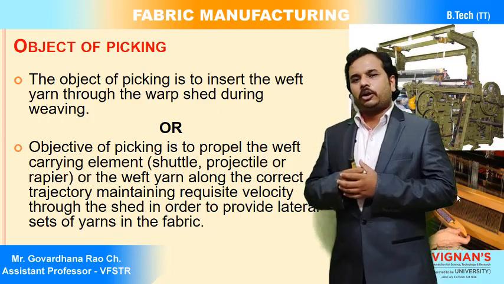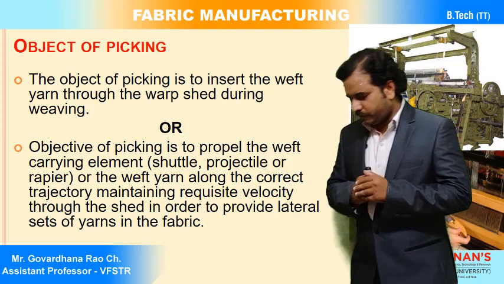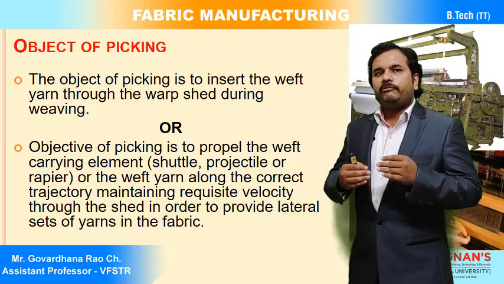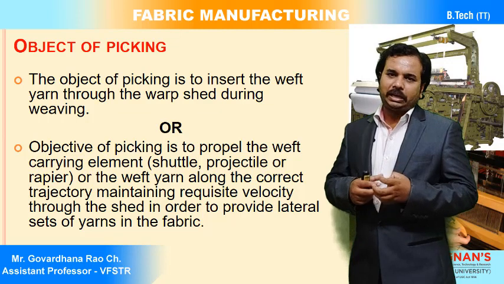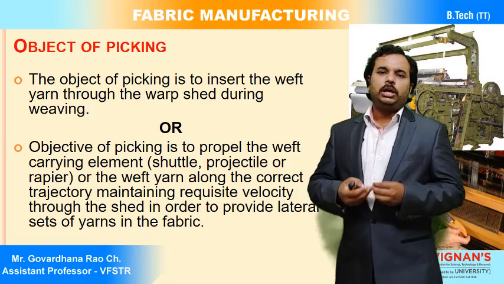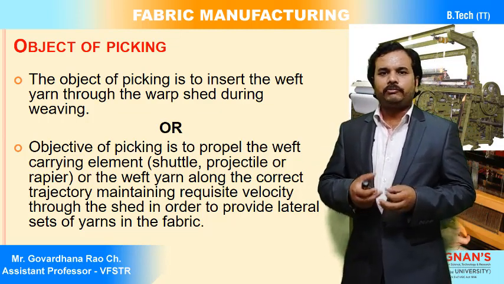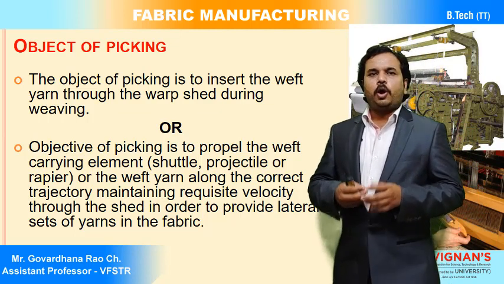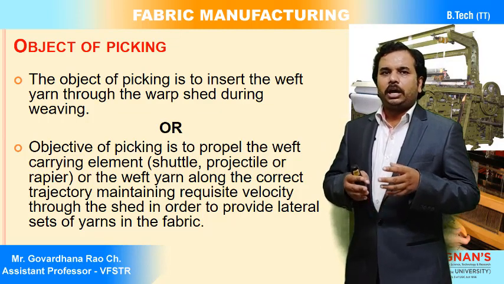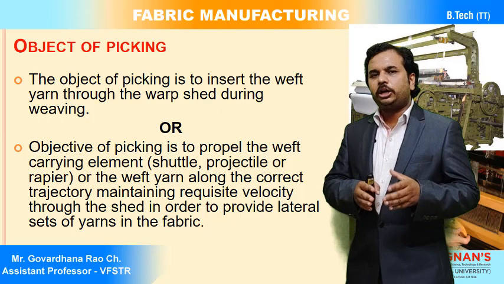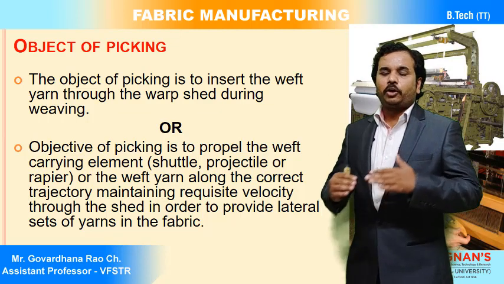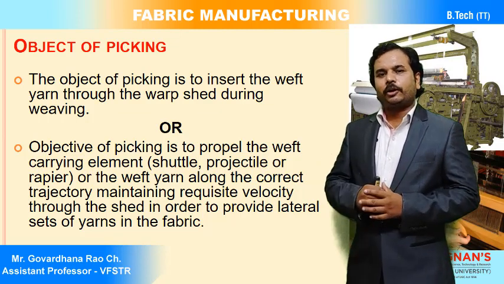There are other objectives too, which others have given. The objective of picking is also to propel the weft carrying element. In shuttle looms, the shuttle is the weft carrying element, and in shuttleless looms the projectile, rapier, air or fluids are the carrying elements. It propels the weft along the correct trajectory, maintaining the requisite velocity through the shed, in order to provide the lateral set of the yarn in the fabric. Lateral set is nothing but the weft yarn or pick yarn, the horizontal thread across the fabric width.